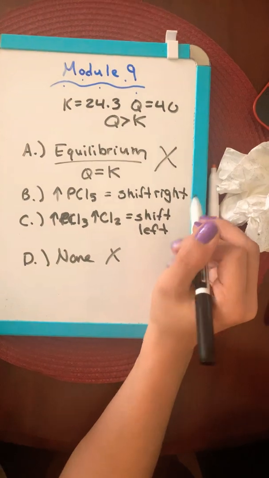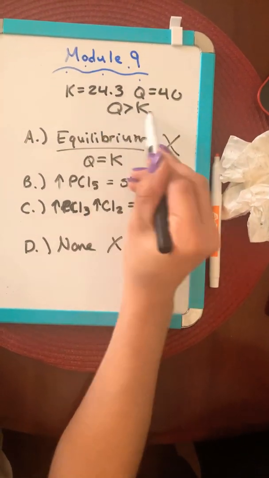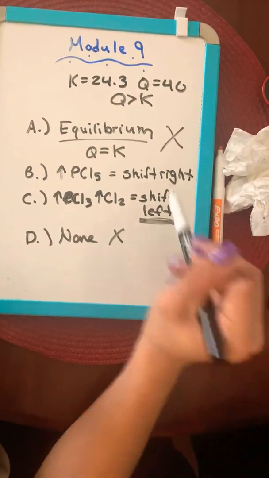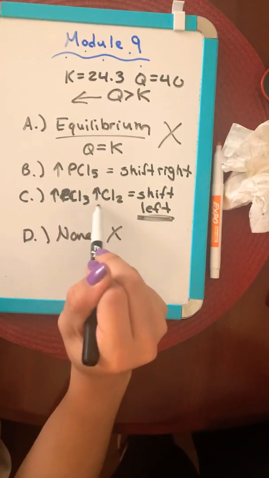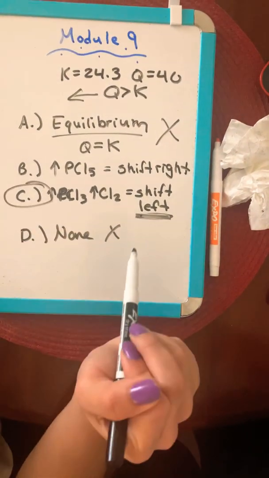What we already know, and something you already answered, is that since Q is greater than K, it's going to be shifting to the left. And we also know that when you're shifting to the left, you're going to be increasing reagents, which is our PCl3 and Cl2, while decreasing PCl5. So in this case, the answer would be C.